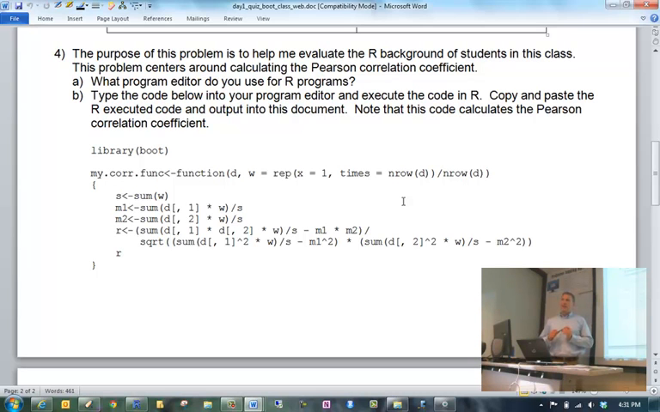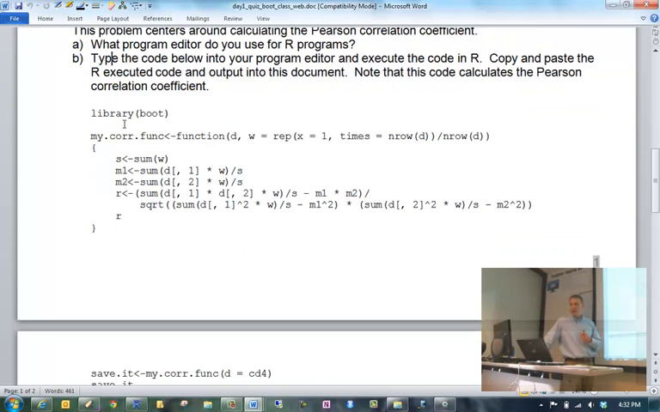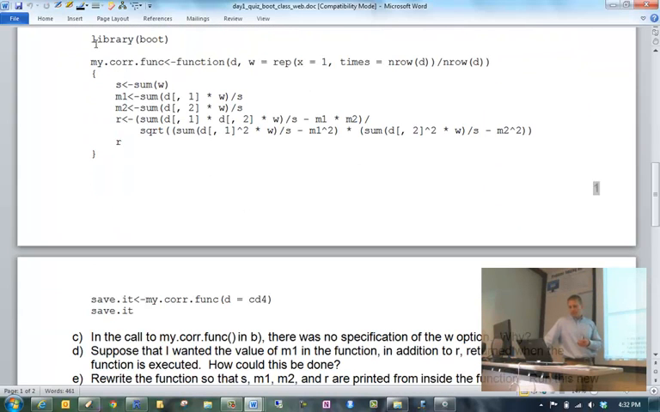And if you can't get all the problems, that's okay. I will not grade based upon correctness. I will grade based upon that you made an attempt. Okay? So, part A. What program editor do you use for R programs? Part B. What I want you to do is simply type this code.